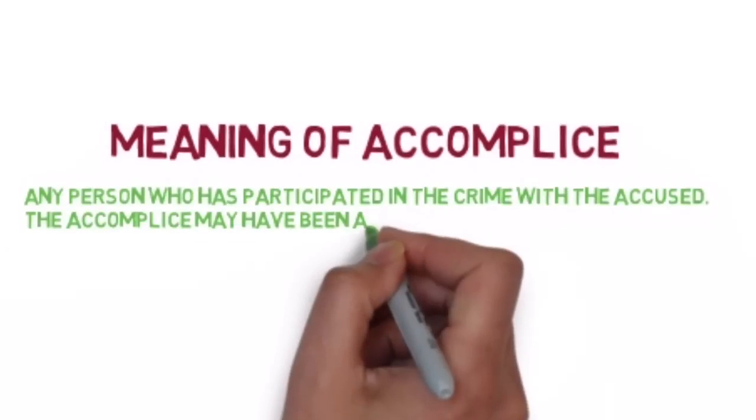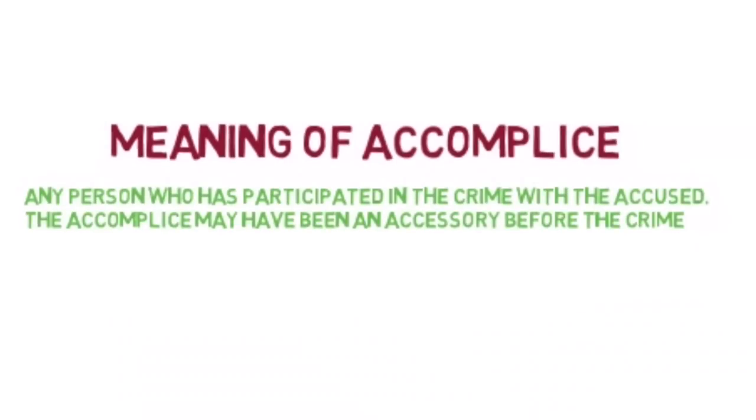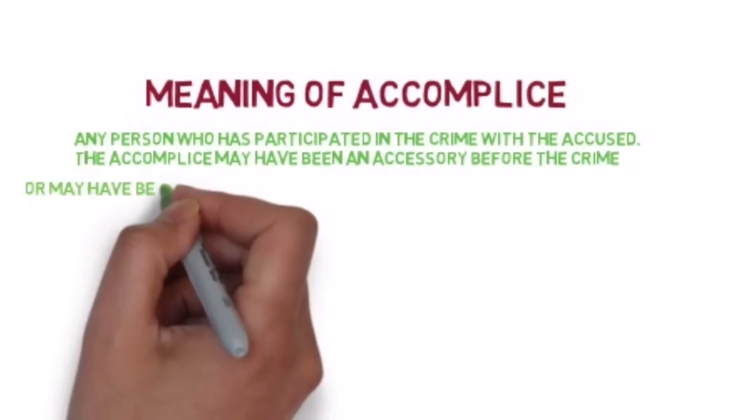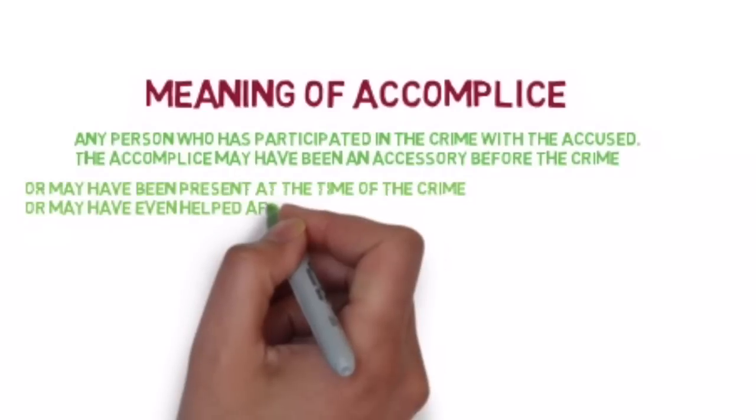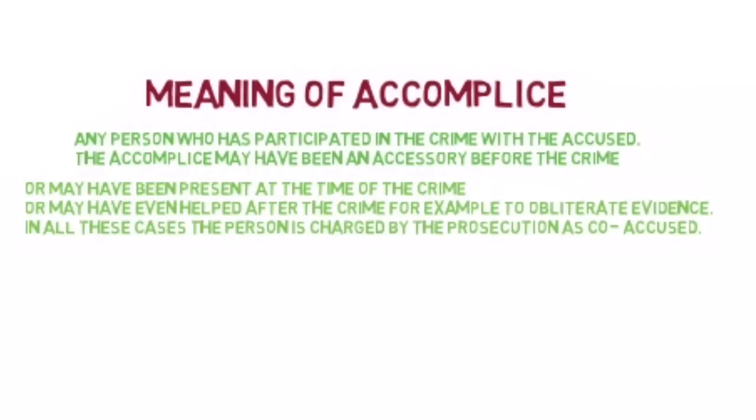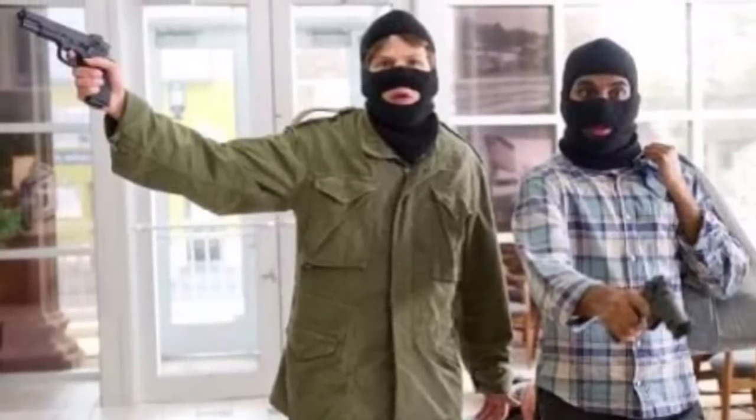Accomplice can be any person who has participated in the crime with the accused. The accomplice may have been an accessory before the crime, or may have been present at the time of the crime, or may have even helped after the crime. For example, to obliterate evidence or to clean up the place or something in a similar manner. In all these cases, the person is charged by the prosecution as a co-accused. Still didn't get it, who can be an accomplice?